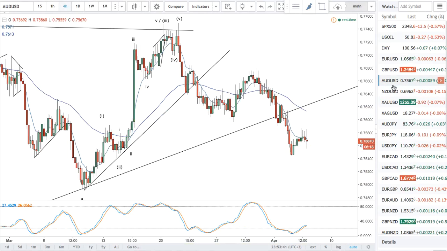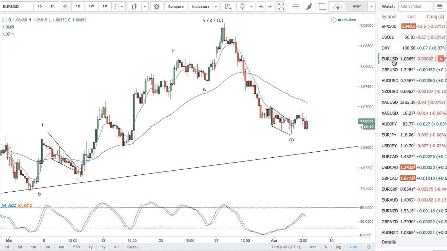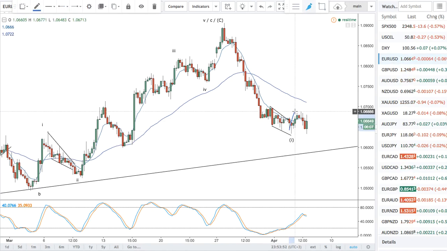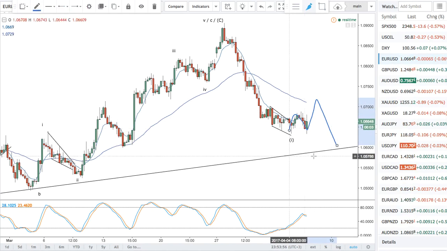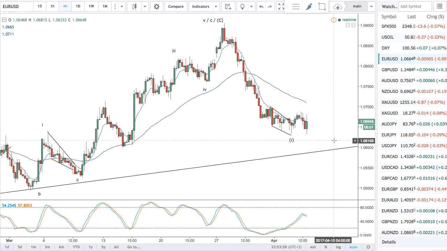Still looking lower in Aussie US dollar as well for part of the triangle. Euro US dollar seems to be in a correction still overall, so another high and then down, and then I would judge it from there once it moves lower. We may see, well, I'll take that later, but still looking lower here.